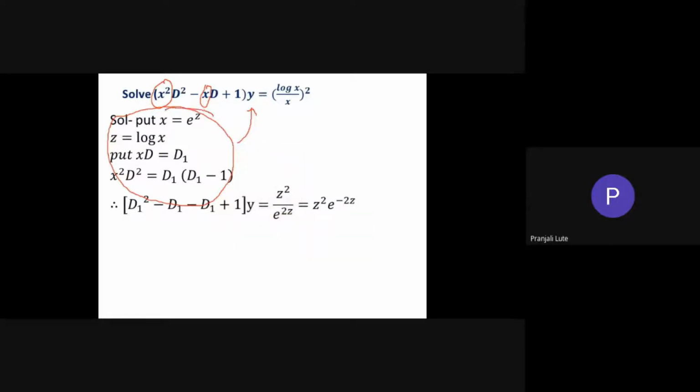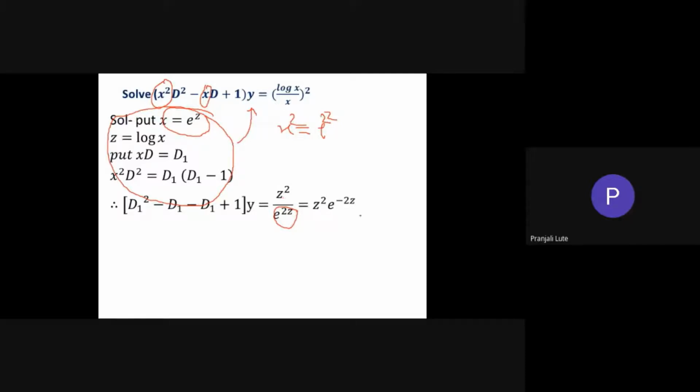So what is x square? Here x square is e to the power 2z. So here write down e to the power 2z. We have to shift this e to the power 2z to the numerator. That will be e to the power minus 2z, z square, minus D1, that is minus 2D1.